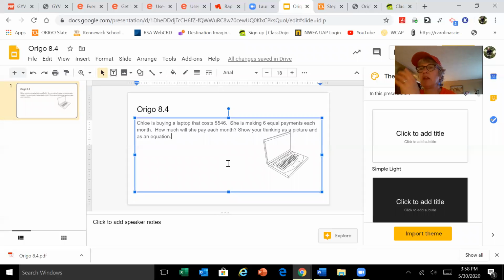So I'm looking to see how you solve this. You need to think flexibly about this. How would you divide this 546 into parts that would be divisible by 6? Okay, kids, I want you to show me your thinking in portfolios or through messages.